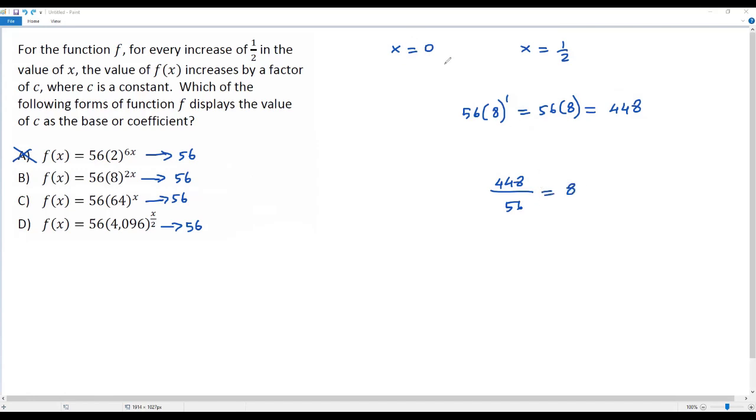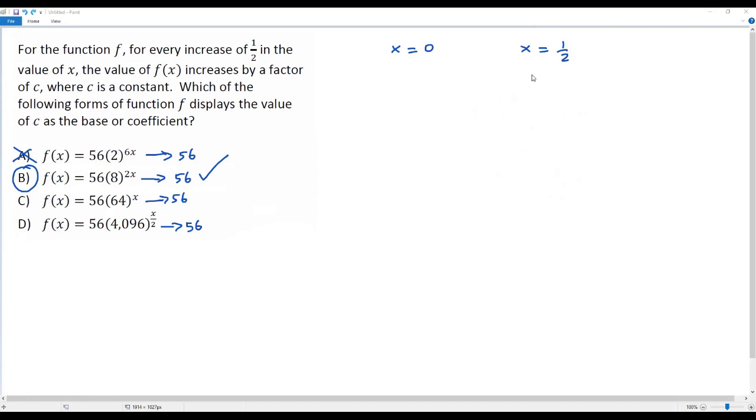So when x increases by 1/2, f(x) increases by a factor of 8 in answer choice B. Now we have to check whether we have this value 8 as a base or coefficient. Clearly, we have 8 as a base in the function f(x) in answer choice B. So the correct answer choice for this question is B. Anyway, we can verify the remaining two answer choices as well.